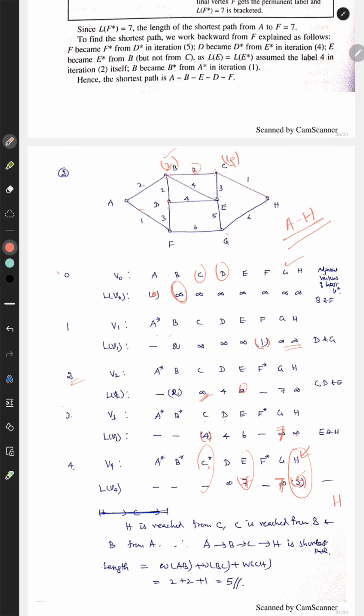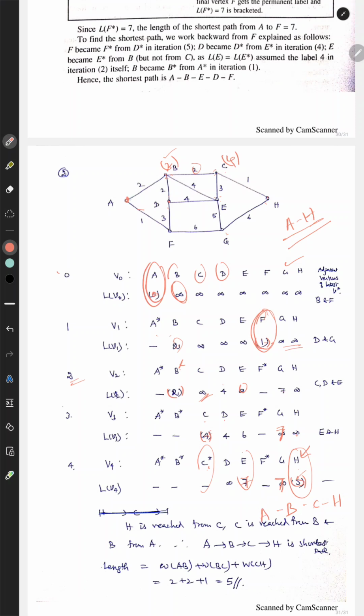H will be the final vertex. What will be the previous vertex? This 5 came from C, so C should be the preceding vertex. Now 4 as the label, it came from this stage. So what is the permanent vertex there? It is this one, right? B is the permanent vertex, so it will be B before C, and B got the permanent label 2 from this, not from this. It was already 2 here, so it's not from F, it is from A itself. So before B you'll have A.